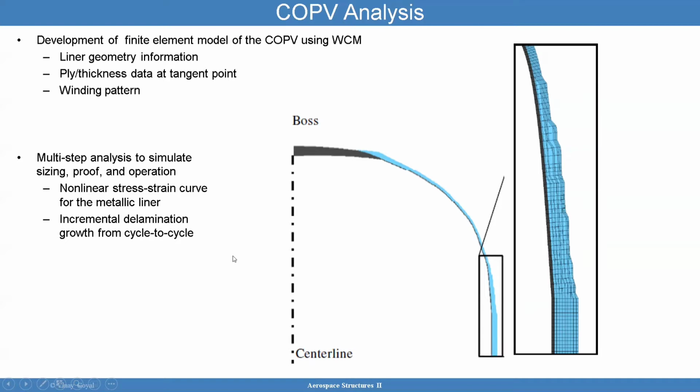And the multi-step analysis will help you go through the sizing, proof, and operation. The liner material, if it's metal, you will have a nonlinear stress strain curve because you may have to include the effects of plasticity to account for the autofrettage cycle. Again, the autofrettage cycle is done on purpose to make the liner plastic so that it goes into compression. So in subsequent cycles, you're not stressing it as much. In the example we're going to be showing very shortly, I'm going to demonstrate for you the ability to model this in Abaqus.